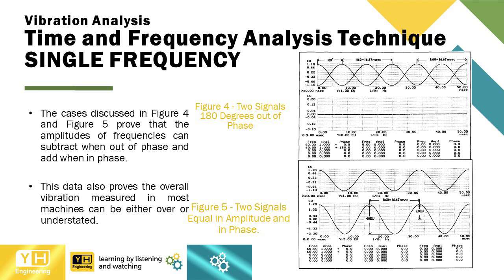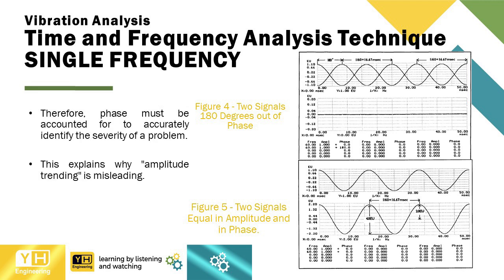This data also proves the overall vibration measured in most machines can be either over or understated. Therefore, phase must be accounted for to accurately identify the severity of a problem. This explains why amplitude trending is misleading.